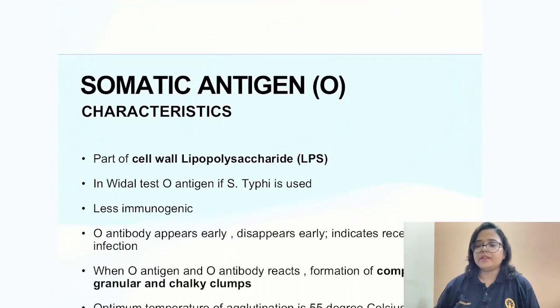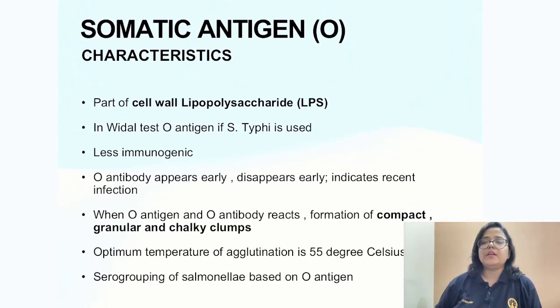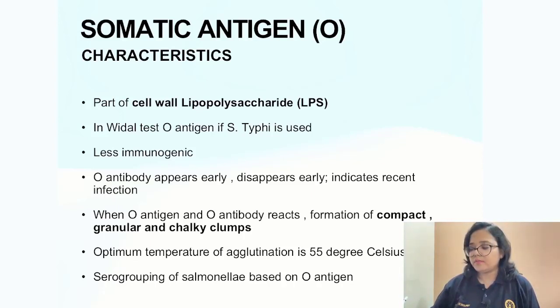First is the somatic O antigen. If we remember the cell wall of gram-negative bacteria, lipopolysaccharide is a very important component. The somatic O antigen is part of the cell wall lipopolysaccharide, and this is a question. We know that in the Vidal test, which is a very important diagnostic modality for the diagnosis of typhoid fever, enteric fever, we use the O antigen for Salmonella Typhi.